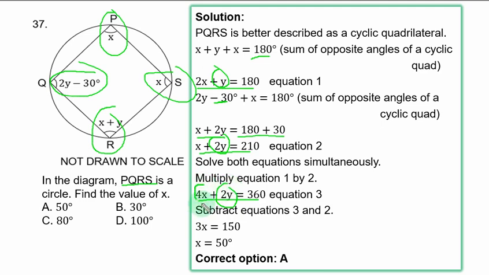So you have 4s minus s here, you have 3s. 2y minus 2y is gone, so you have 360 minus 210, that is 150 degrees. Divide through by 3, so s is equal to 50 degrees. A is the correct option.